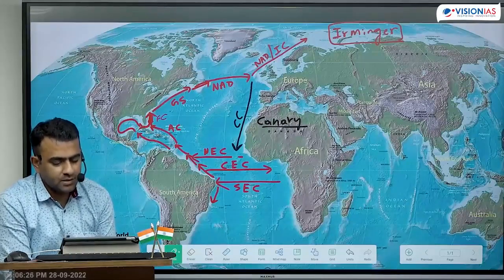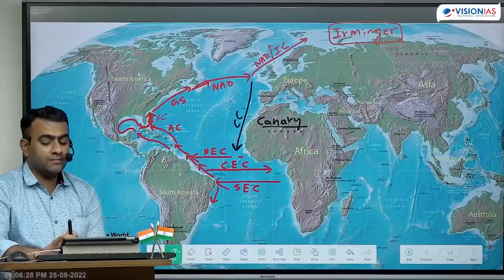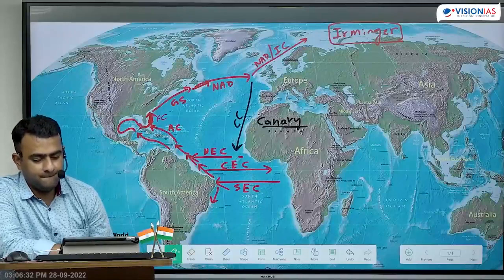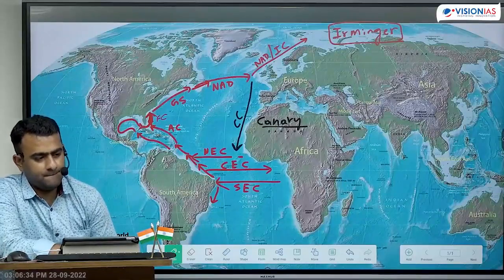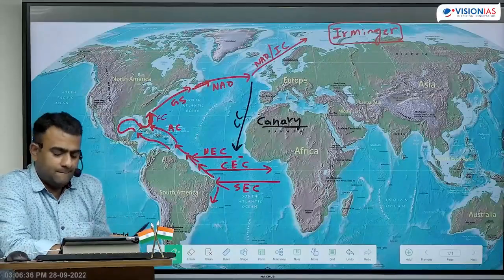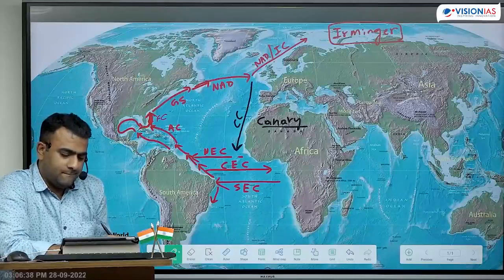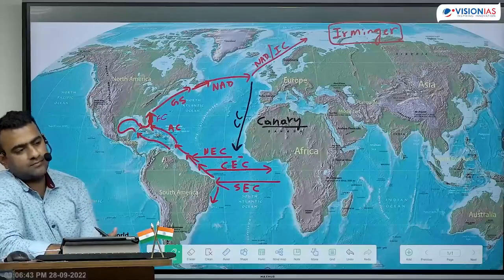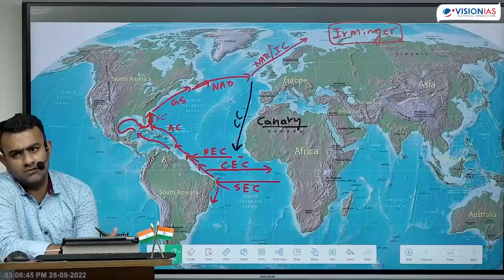Next point. Along the eastern coast of USA, it is called as the Gulf Stream.